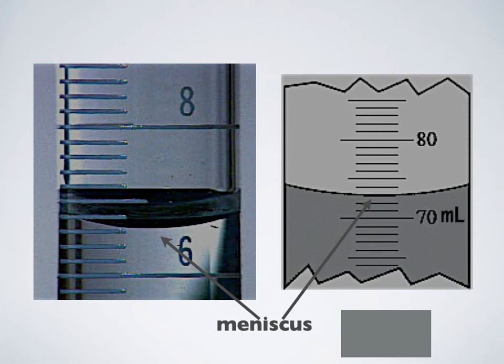Okay, so we're going to start with the drawing of the graduated cylinder on the right. And so, again, I want you to think about this measurement. I want you to write it down to the correct number of significant digits. And I want you to pause the video, write your answer on the paper.